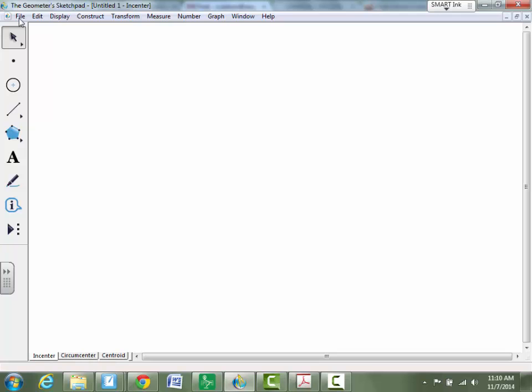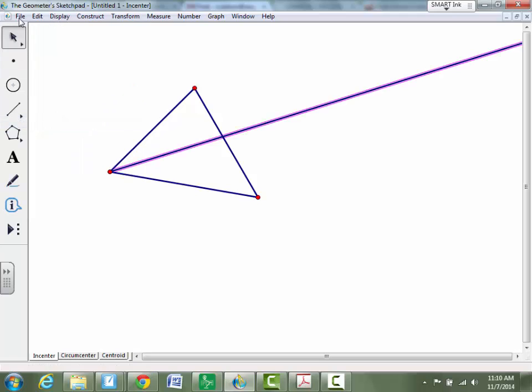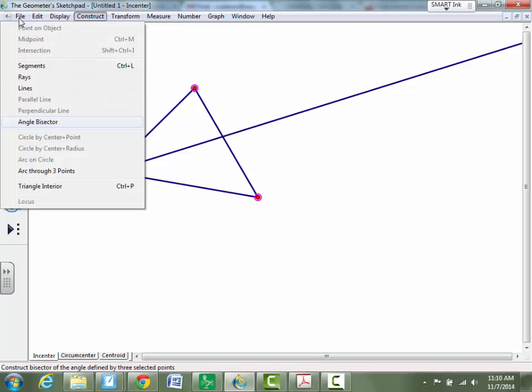concurrency. So to create an in-center, you're first going to start with the triangle. And the in-center is created by what? How do you make an in-center? The angle bisectors. So if I bisect that angle, construct angle bisector. And again, if there's a trick to it, you want to make sure that the vertex of the triangle is the second point. So 1, 2, 3, construct angle bisector.